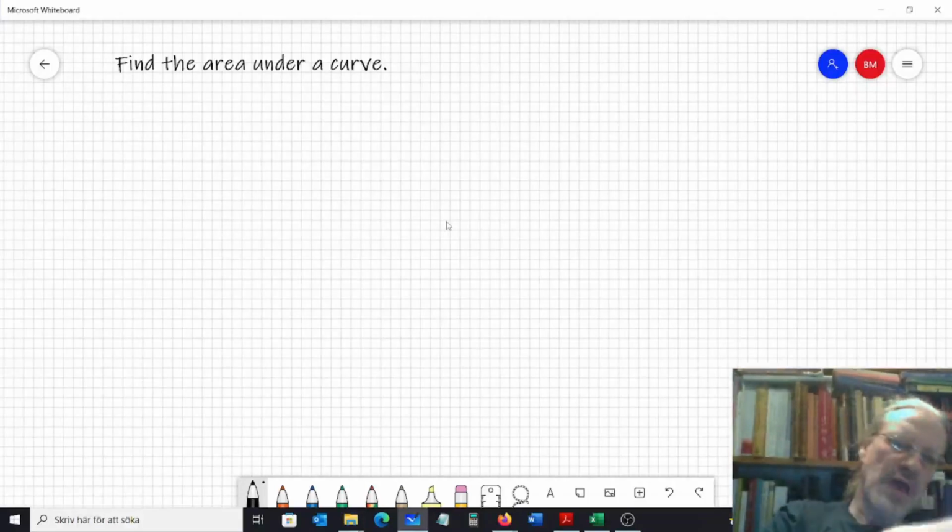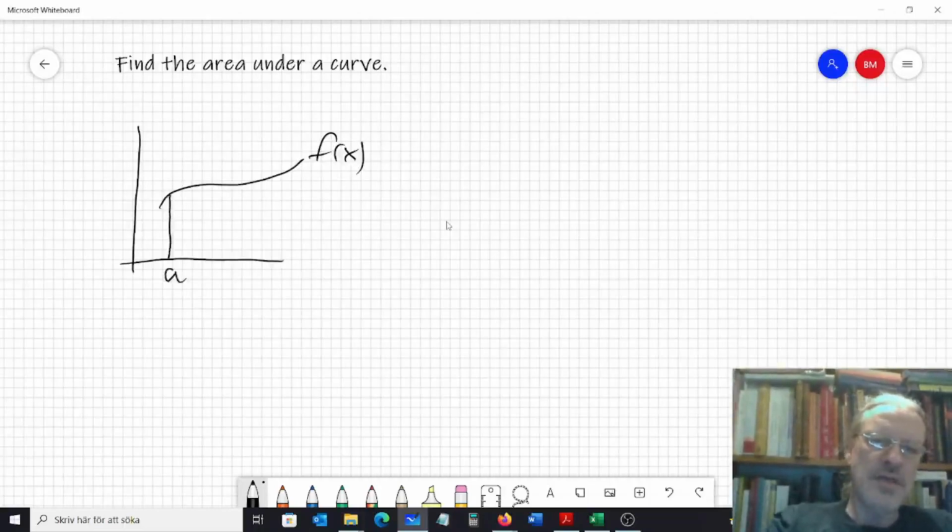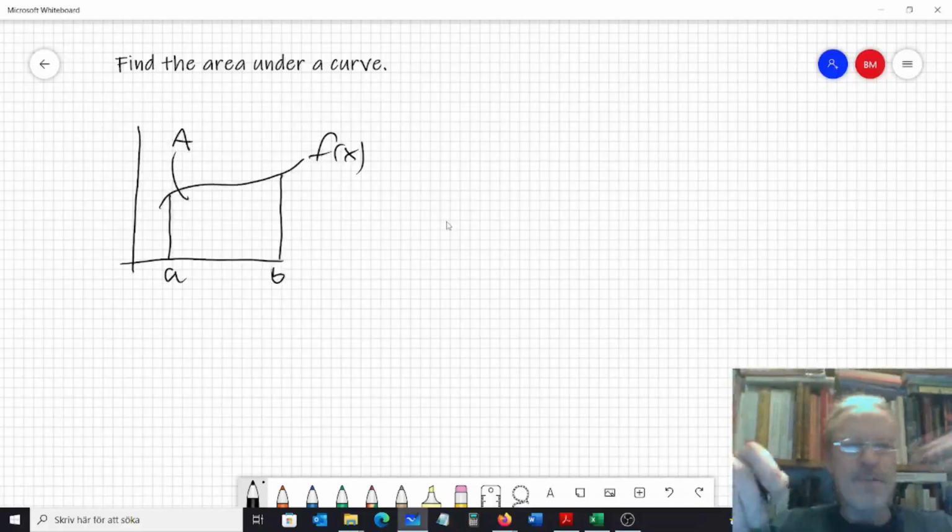So the problem we have at hand is that we will have some kind of function, f of x, and we want to find the area between the x-axis and that curve. So this is the area we want to find. And the question is how to find that area.